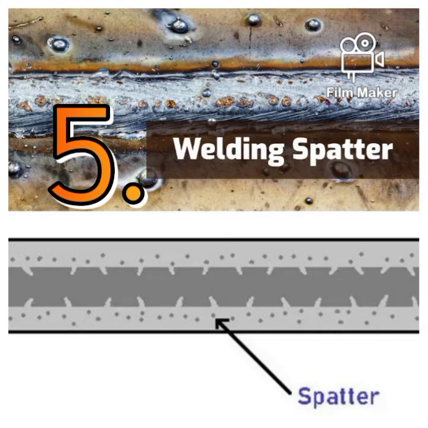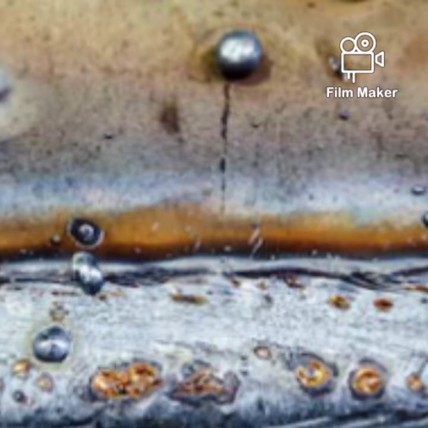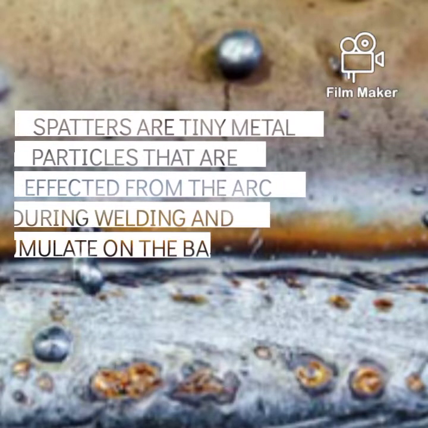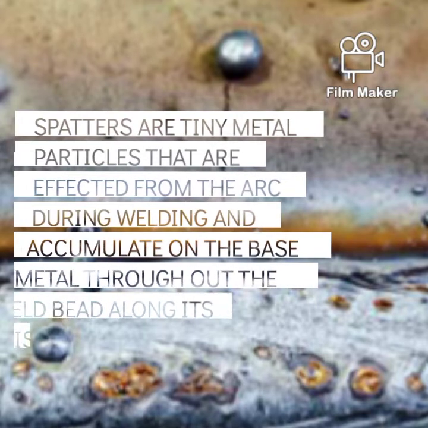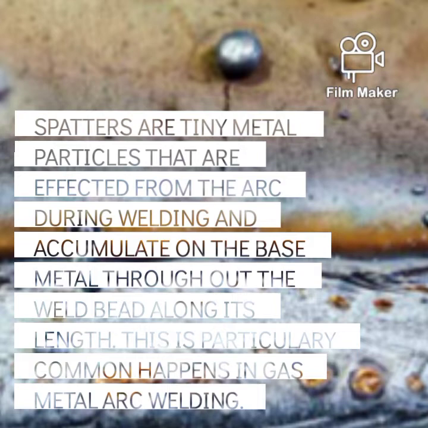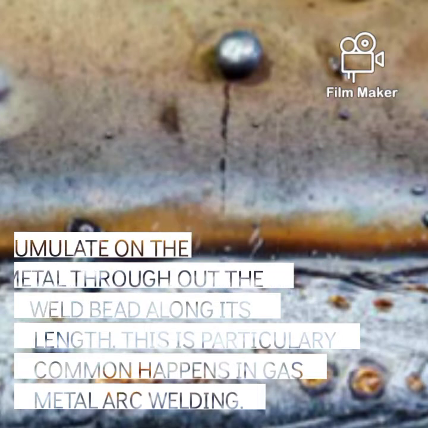Fifth, the welding spatter. Spatters are tiny metal particles that are ejected from the arc during welding and accumulate on the base metal throughout the weld bead along its length. This particularly commonly happens in gas metal arc welding.